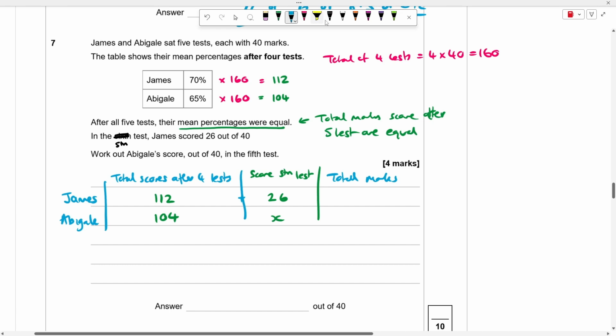So to work out their total number of marks, I add 112 plus 26, which gives me 138. That means if the mean percentages are equal, Abigail also gets a total score of 138. So for this, all I need to do is 104 plus X equals 138. Take the 104 over to the side by subtracting, and I get an X value of 34. So Abigail got 34 out of 40 on her 5th test.